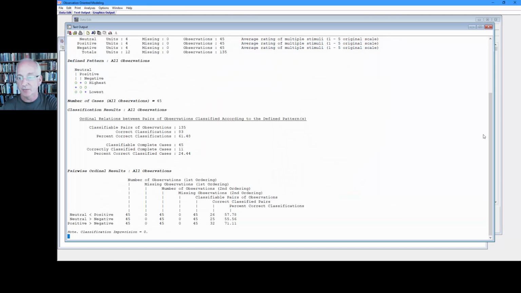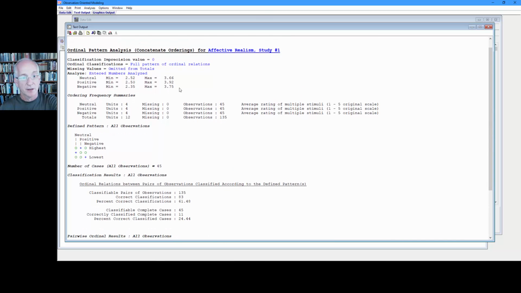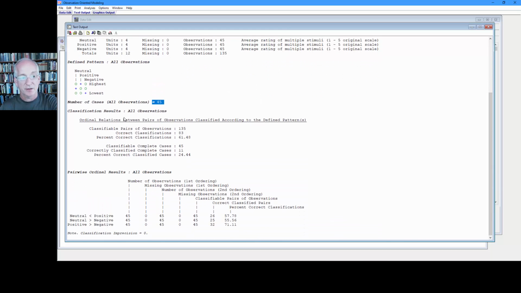So we're taken to the text output window. I'll scroll up here. Here are the various options that we've chosen, and I'll cover each of these in subsequent videos. Here are the ordering frequency summaries. I'll cover in another video how I've defined the units of observation for the ratings. Here we see the defined pattern. The blue crosses, again, indicate the expected ordinal pattern: positive, greater than neutral, greater than negative. And here we see there are 45 cases that we're going to be analyzing. I'll scroll down, rather. So here are the classification results.